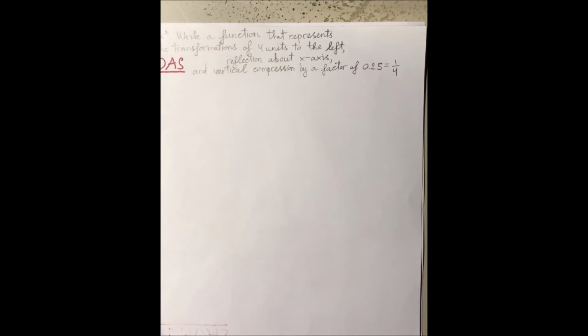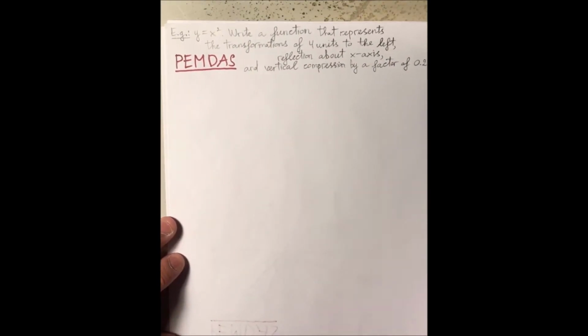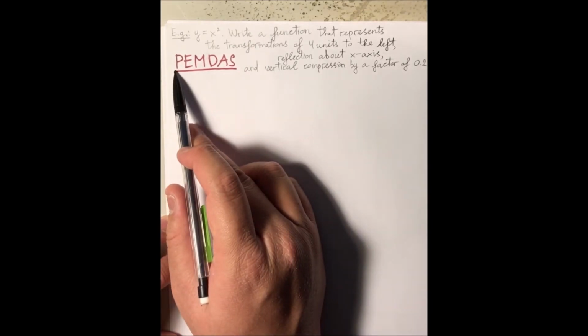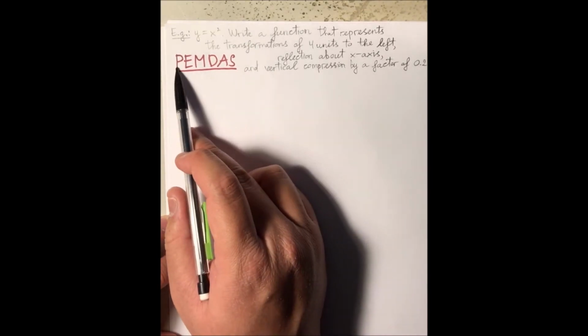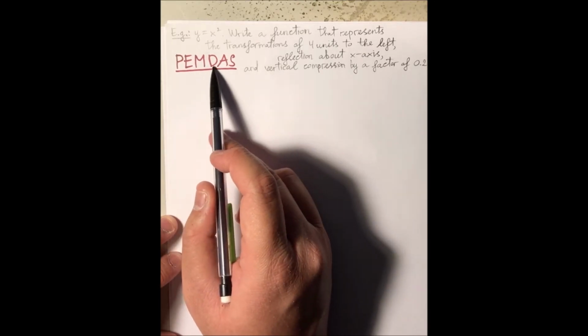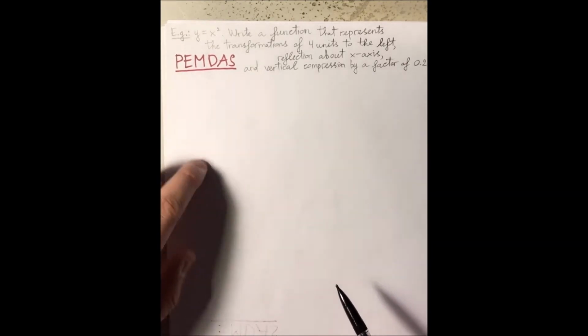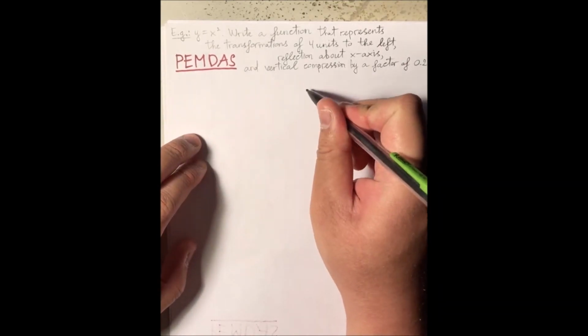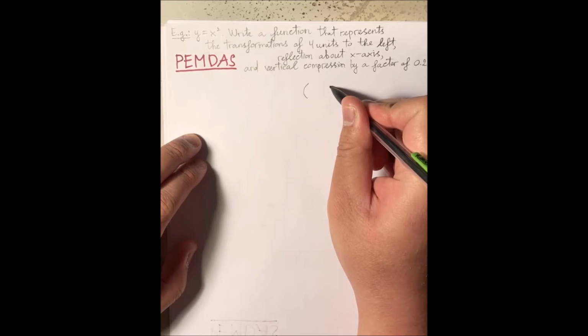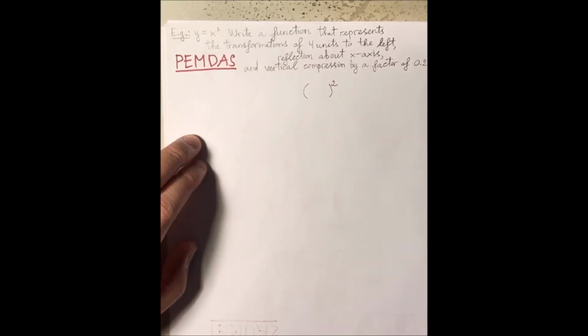Now, when we do transformation of function, the order of transformations is the same as the order of operation PEMDAS. So capital P is parentheses, capital E is exponent, multiplication, division, addition, and subtraction. So starting with the parentheses, that means our function is going to have parentheses like this. And of course, we are going to keep the exponential power of 2.